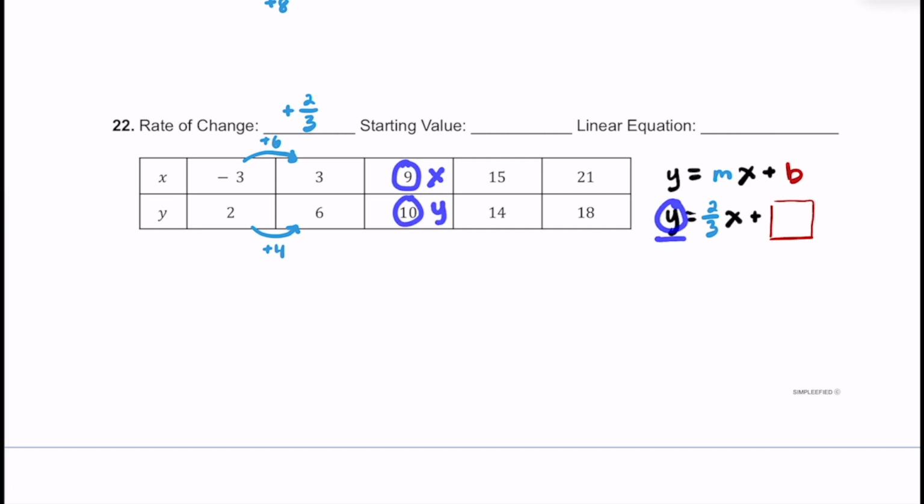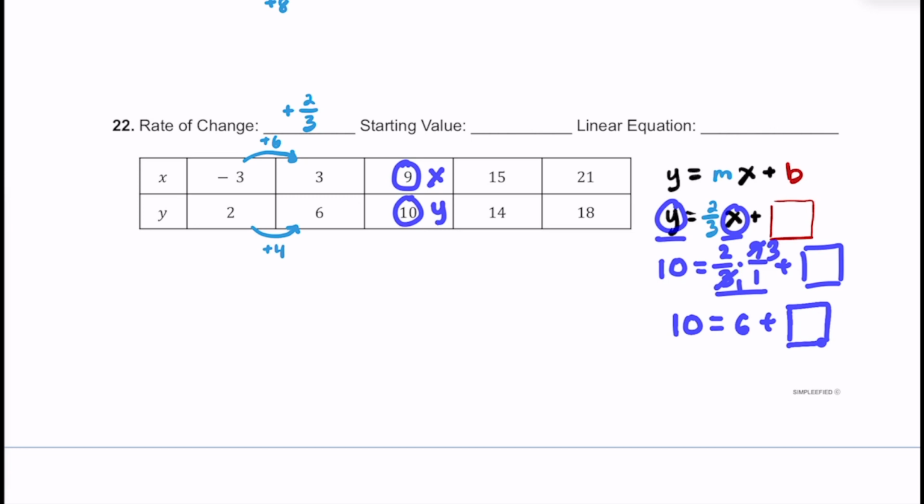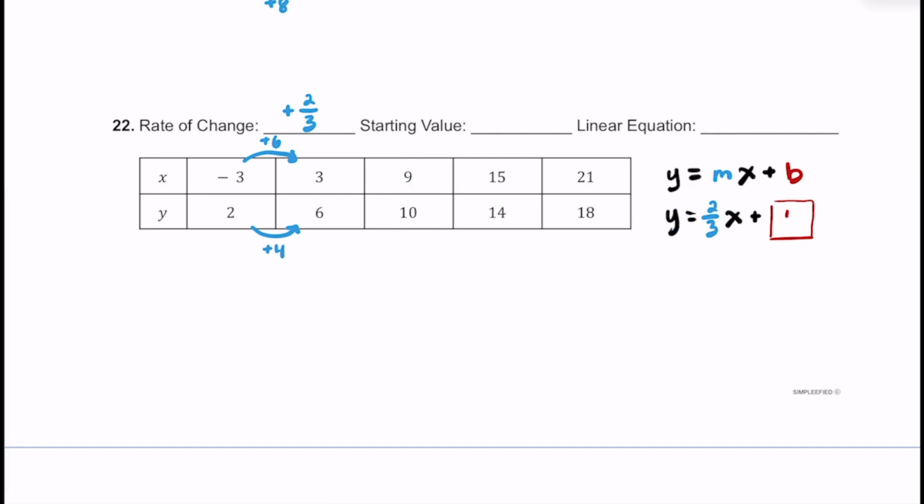Right? So let's go ahead and use that combination here. Let's change this y value and x value to 9 and 10. So y is going to be 10. That's equal to 2/3 multiplied by x. X is going to be 9. And I'm going to be adding on some unknown value that we have here, right? So what's 2/3 of 9? Well, 2/3 of 9, if you cross cancel here, is going to be 6. So it's going to be 10 is equal to 6 plus something. So what does 6 add on to get 10? I think that's going to be 4, right? So let's go ahead and replace this unknown value with a 4. So I think that's going to be our starting value.